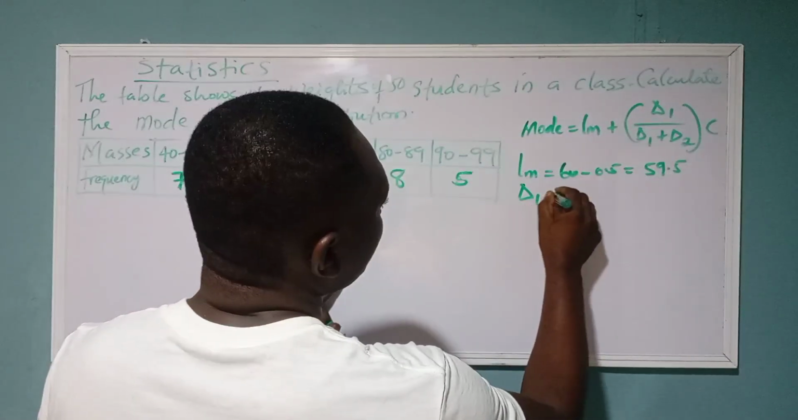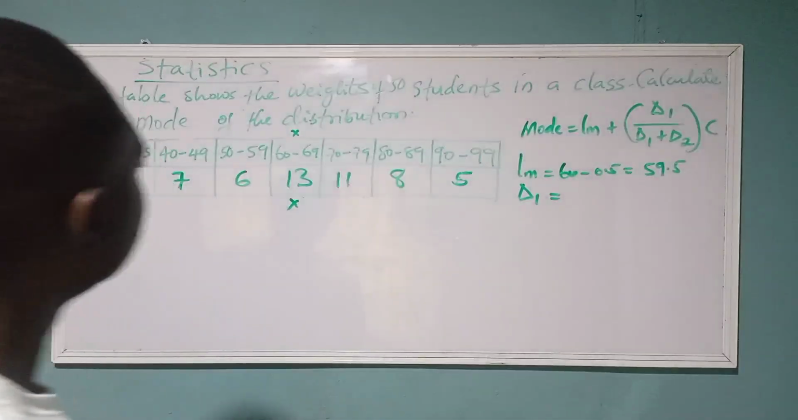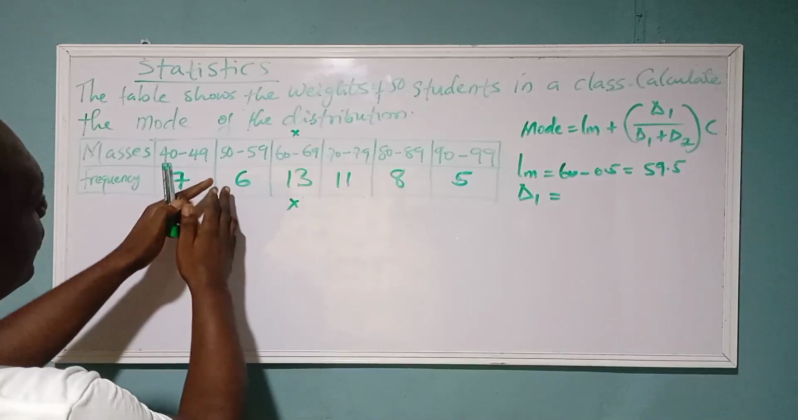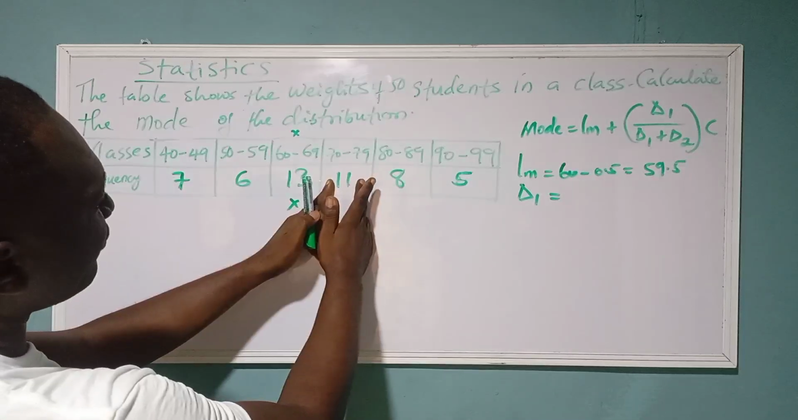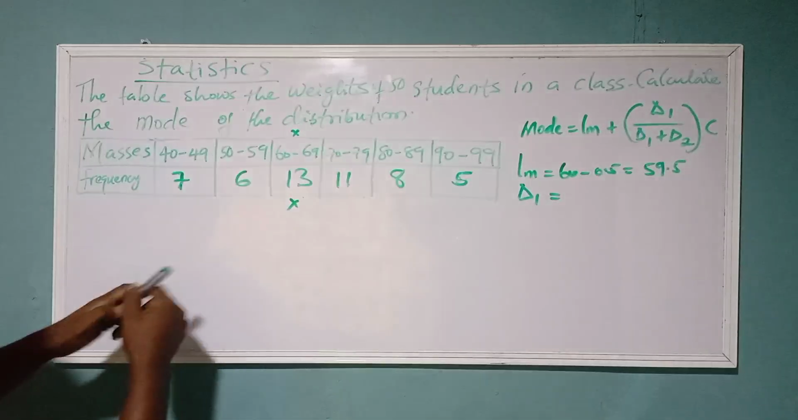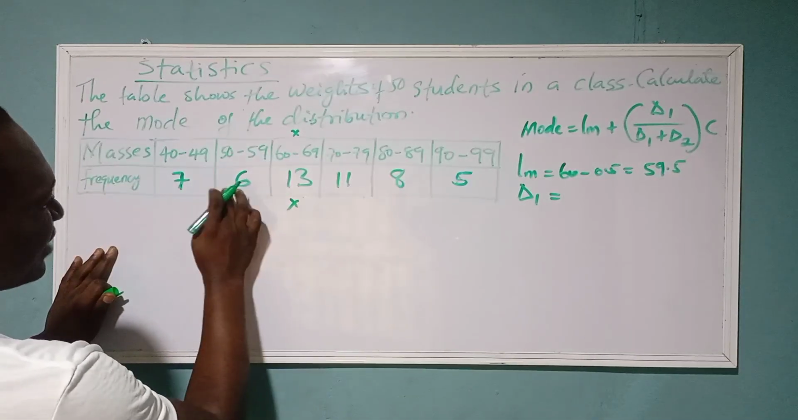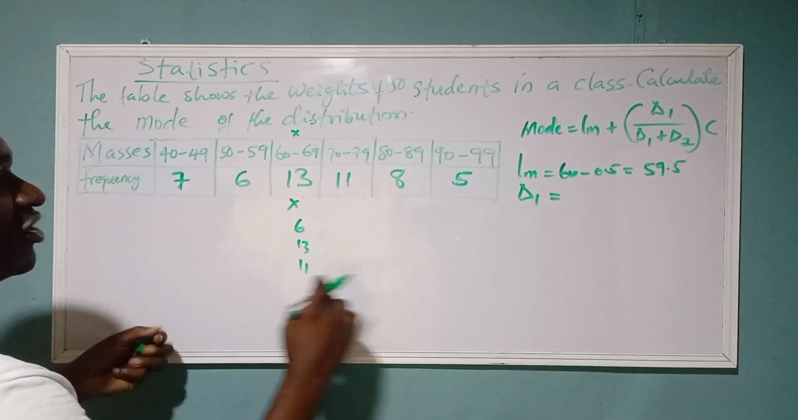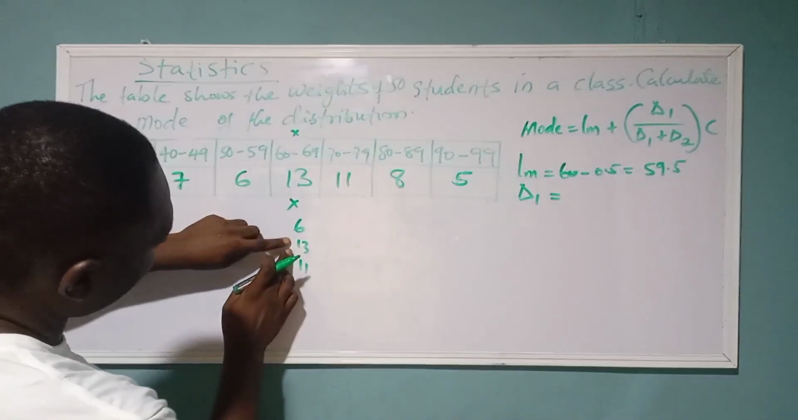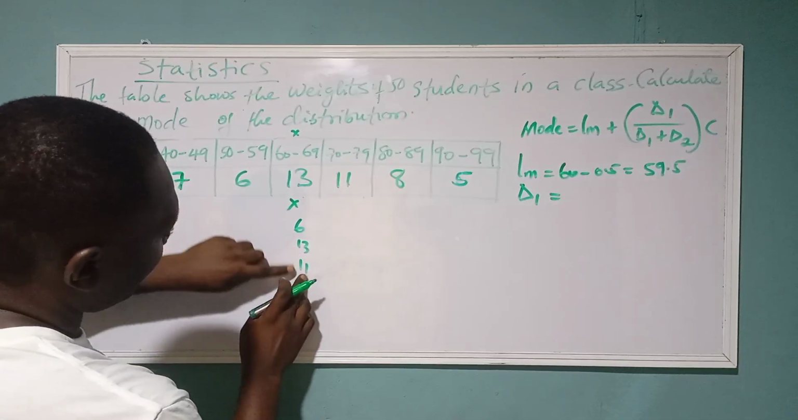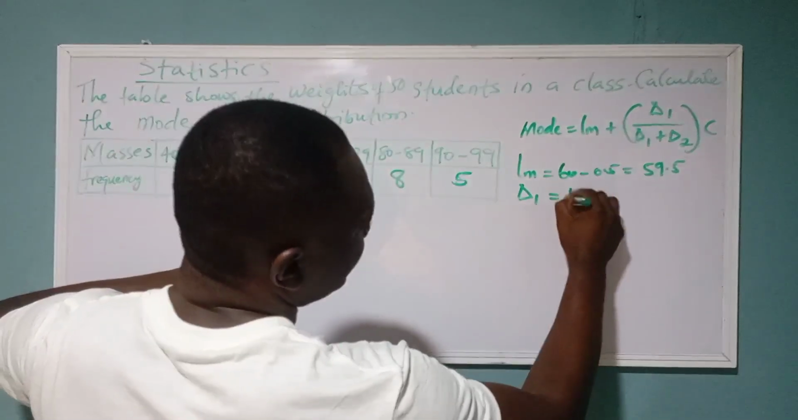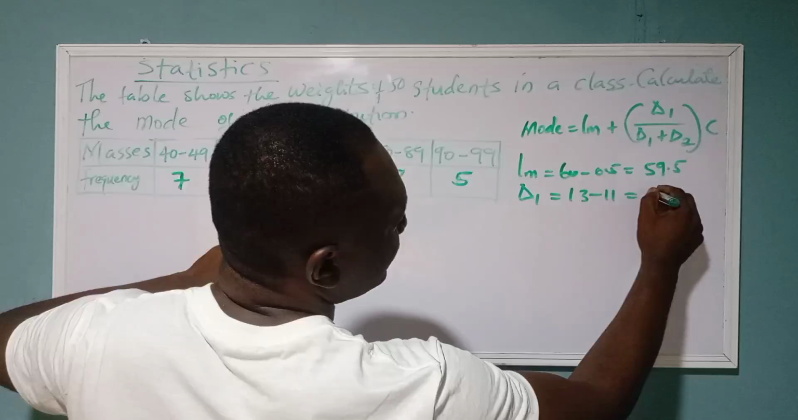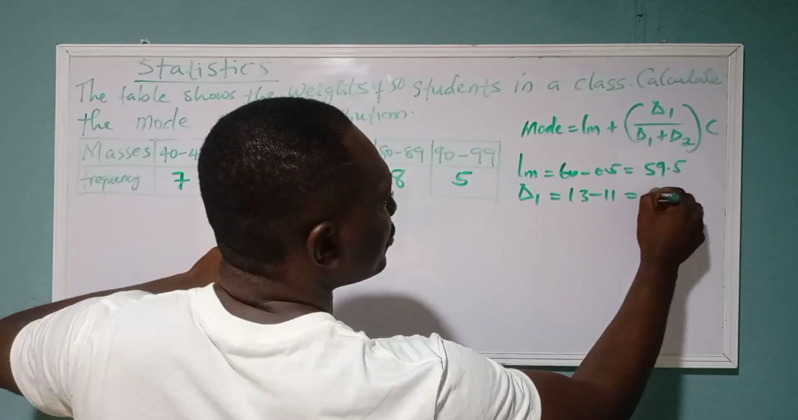Delta 1 means we should take the frequency with the highest value and subtract the value in front of it, if you are arranging them this way. Let's take these three values, 6, 13, and 11. You discover that for delta 1, you have to say 30 minus 11, and that gives you what? That gives you 2, right?